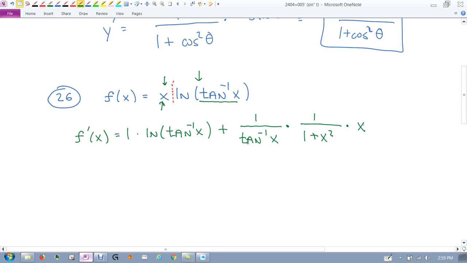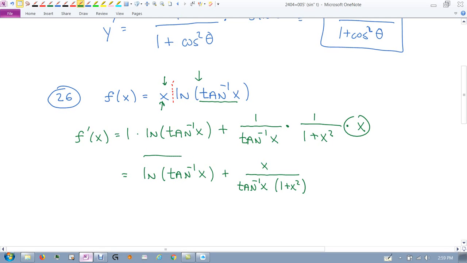So, yuck. Natural log, tangent inverse x. Plus, let's see what's on top. The only thing on top there is that x. So x over, and then I can put arctangent x, and then I can put in parentheses 1 plus x squared. And that's about it. I will leave it.